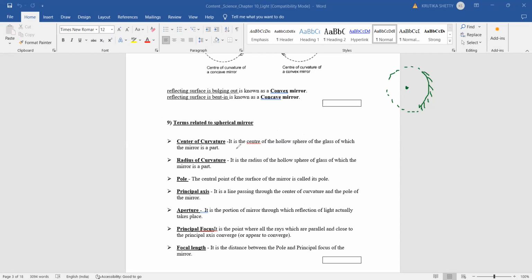It is the center of the hollow sphere of glass of which the mirror is a part. So you can see it is the center of the hollow glass sphere of which your concave mirror or convex mirror is just a part. Correct? Yeah.